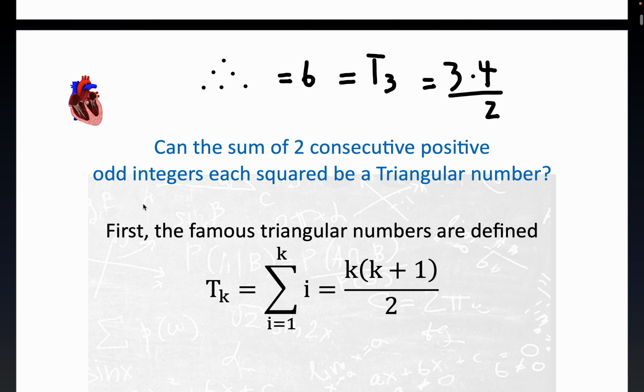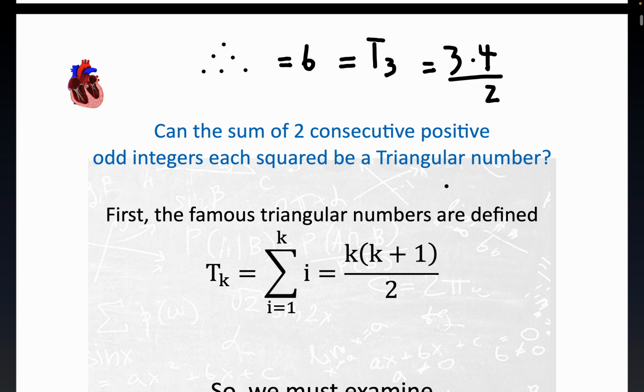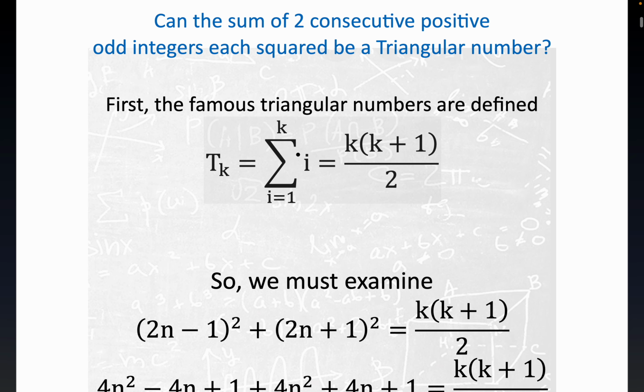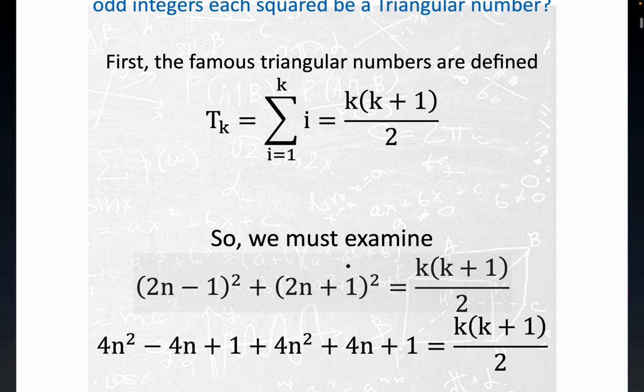Now, we want to know if the sum of 2 consecutive positive odd integers, each squared, can be a triangular number. Kind of an obscure sounding question, but if you want to directly translate it, these are 2 consecutive odd numbers, 2n minus 1 and then 2n plus 1, each of them squared. So we have to look at this and see what pops out and see if we can say yay or nay to the question.